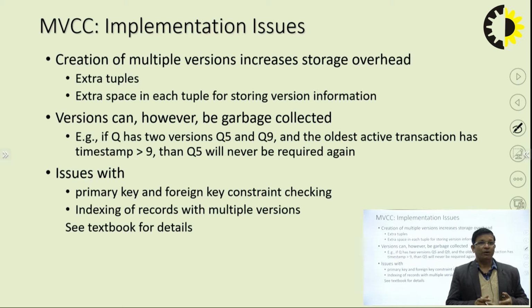The next issue is that various types of key constraints are there. So if we apply primary key and foreign key constraints, then it should check the key constraint first, and only then will it change. So these are some of the implementation issues. So that's all for now. Thank you.